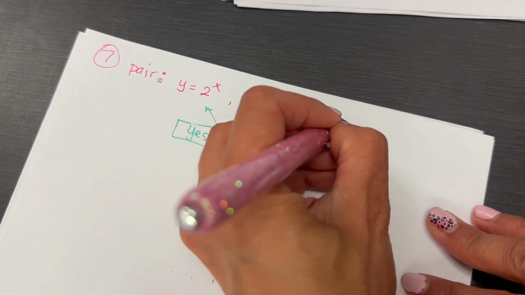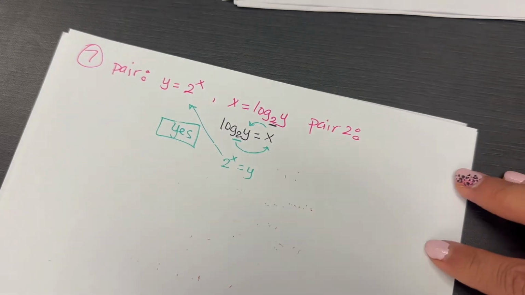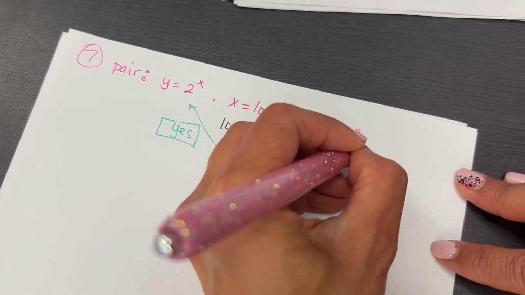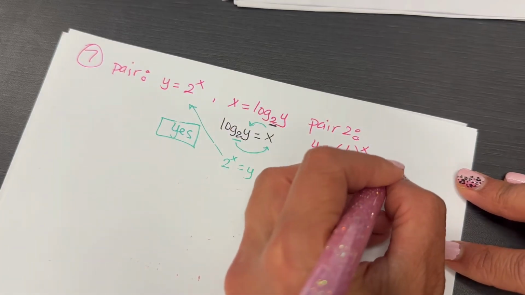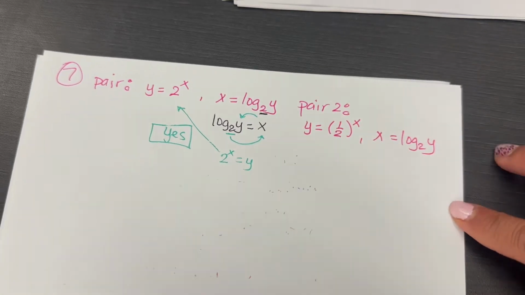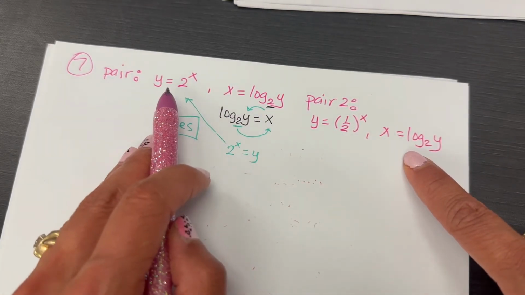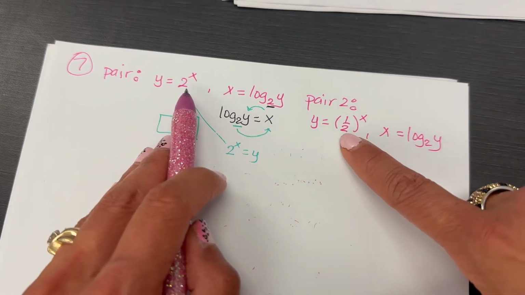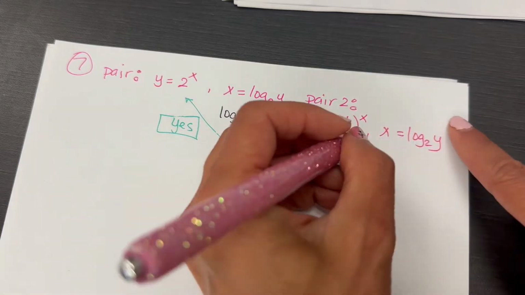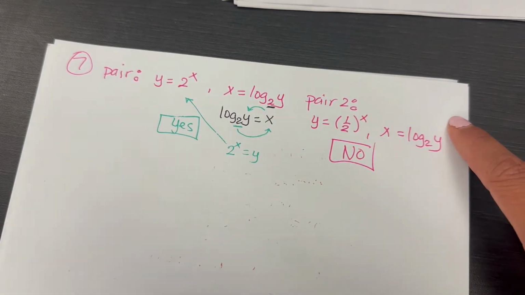Let's look at pair number 2. Pair number 2 is y equals 1/2 to the x power versus x equals log base 2 of y. We already said x equals log base 2 of y is paired with y equals 2 to the x. A base of 2 and a base of 1/2 are not the same. So this is a big fat no. These are not a pair. So you would type in no into that box.